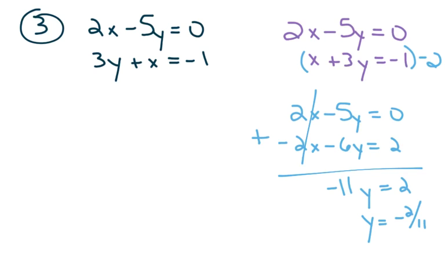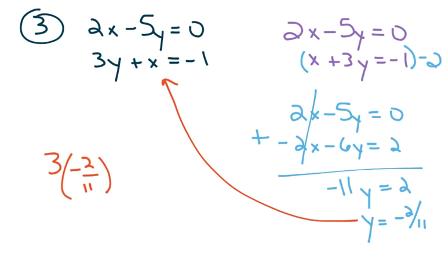All right, so now I'm going to plug back into one of the 2 original equations to find x. How about I plug into the second one? So 3y plus x equals negative 1. 3 times negative 2 over 11 is negative 6 over 11.